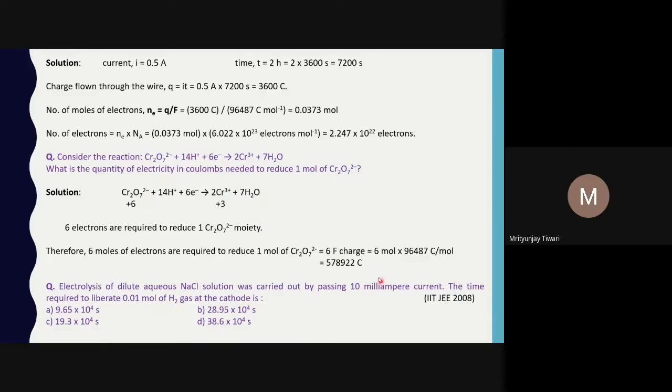So what is given here? The value of current is given. What is not given is the time. So we cannot find the electric charge, or the quantity of electricity used, directly. But what we know is that 0.01 mole of hydrogen gas is liberated at the cathode. From this you can also find out how many equivalents of hydrogen gas are liberated.